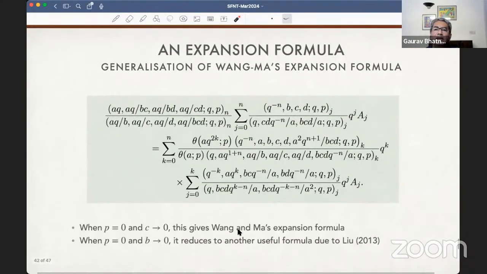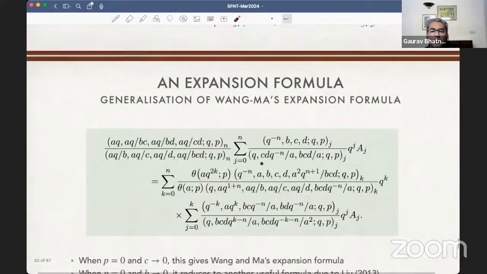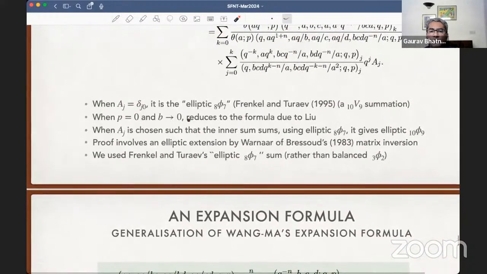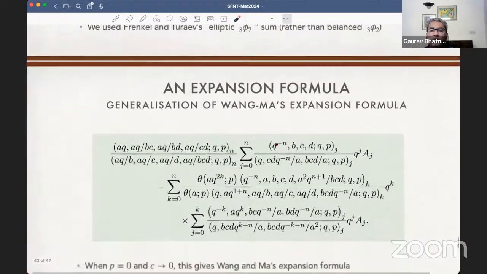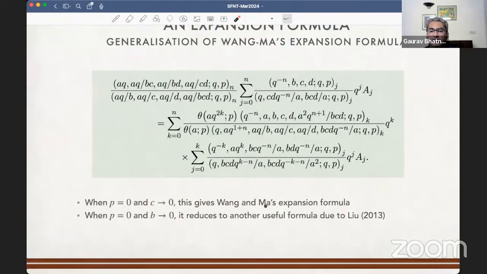The same thing can be rewritten to get a generalization of Wang-Ma's expansion formula. Again, double sum and we get a Wang-Ma. If p is 0 and b goes to 0, it reduces to a formula of Liu. If p is 0 and c goes to 0, it gives Wang and Ma's expansion formula. And if b is 0, it reduces to another useful formula of Liu. So Liu had two useful formulas, and both of them get combined in one formula at the elliptic level. But we have to take p equal to 0. So it's more general than what Liu, and Wang and Ma had, by using these new matrices.